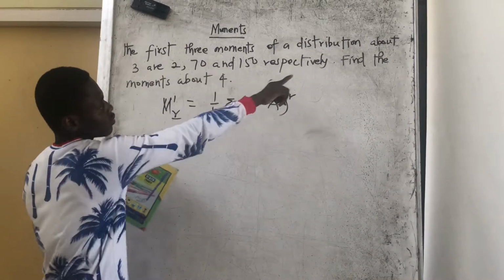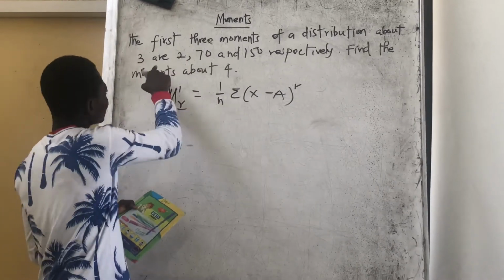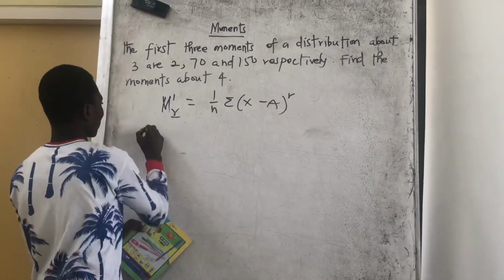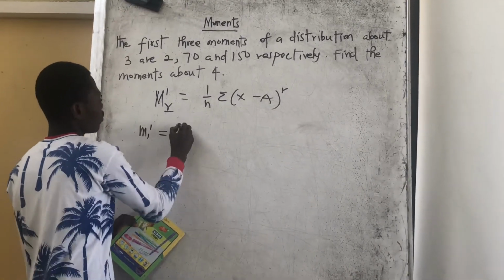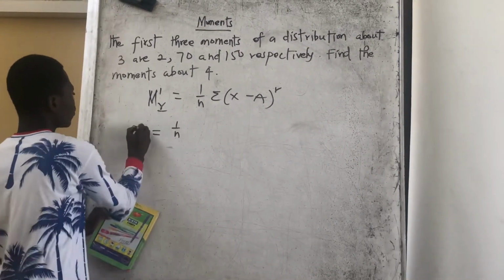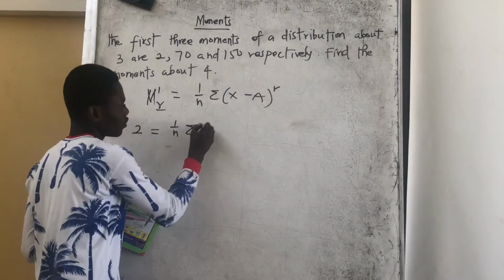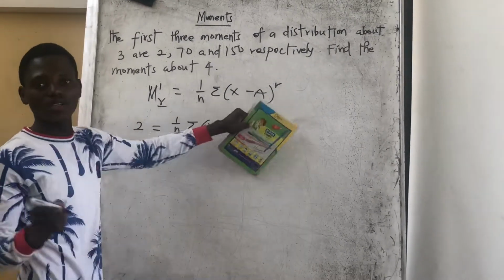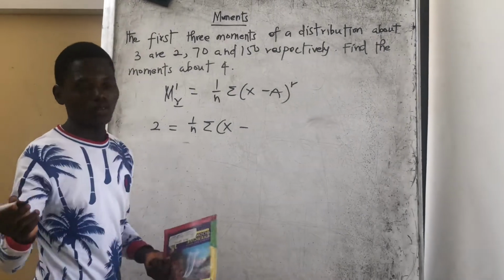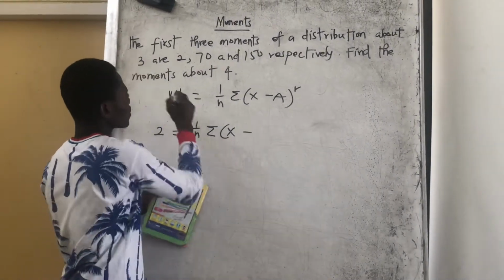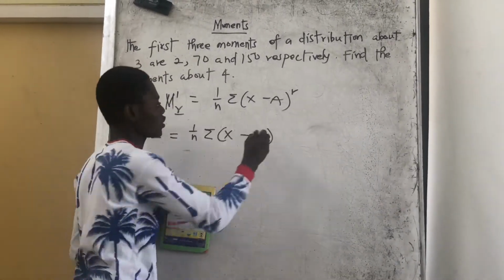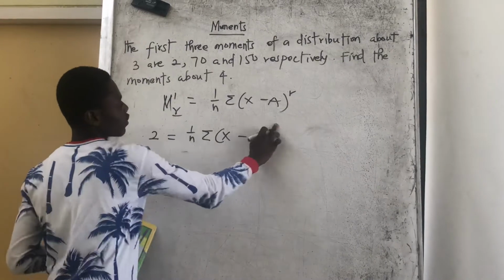the first moment about 3 is 2. The second is 70, and the third is 150. So the first moment is going to be m1. m1 is equal to 1 over n in that way. But the m1 has been given as 2, so you can just put 2 here. 1 over n sigma (x minus a), where a represents the number about which the moment is taken or measured. So the a represents the 3, to the power 1 because we are doing the first moment.